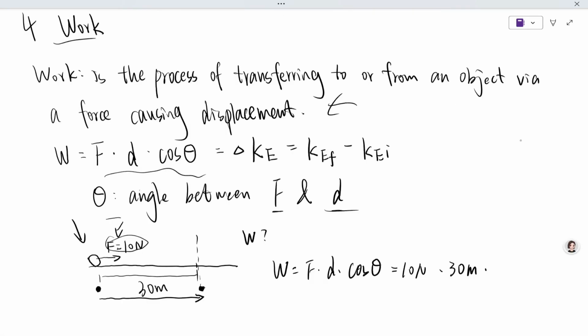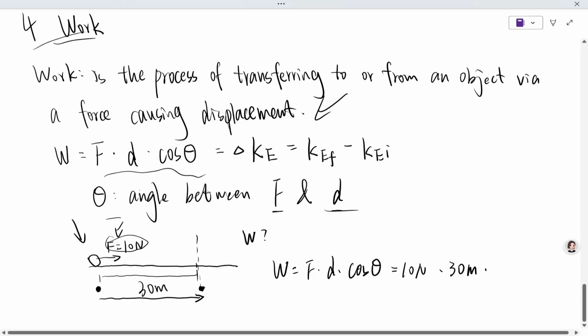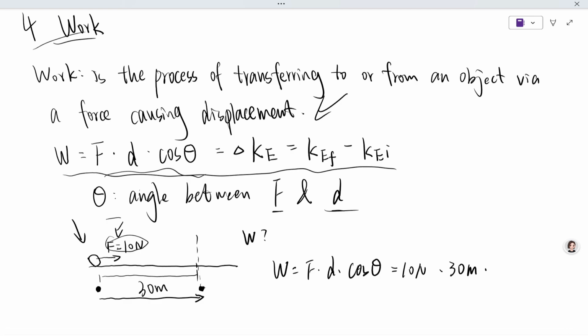All right. Now the next topic is work. The work is a process of transferring energy to or from an object via a force causing displacement. You don't need to worry about this definition though, but you have to remember this formula for calculating the work. This is work, represented by the capitalized W, and it is equal to the applied force, F, times d. The d is not the displacement here, it is actually the distance it travels, and times cosine theta.